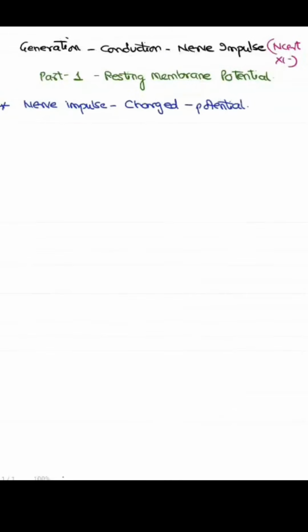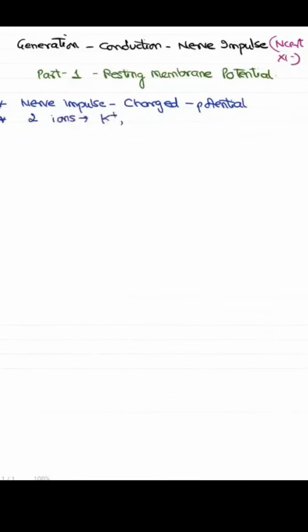Today we'll discuss one of the important topics for the NEET examination, that is generation and conduction of nerve impulse. This is part 1, the resting membrane potential. Dear friends, try to understand the structure of the axon. The nerve impulse which is carried throughout the axon is a charge, a potential, called the resting membrane potential.